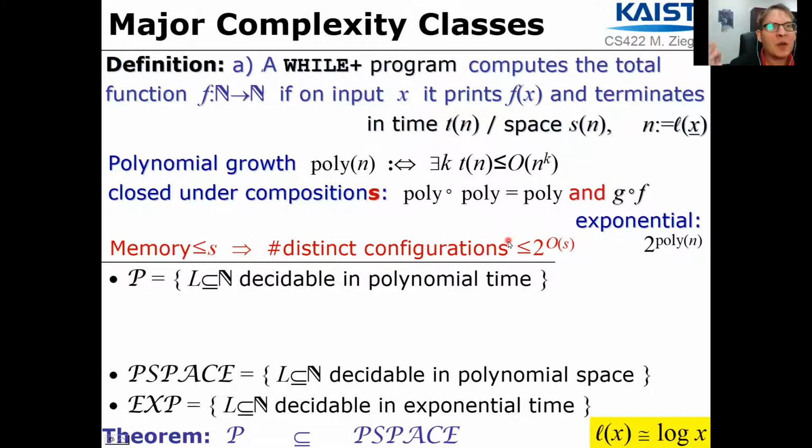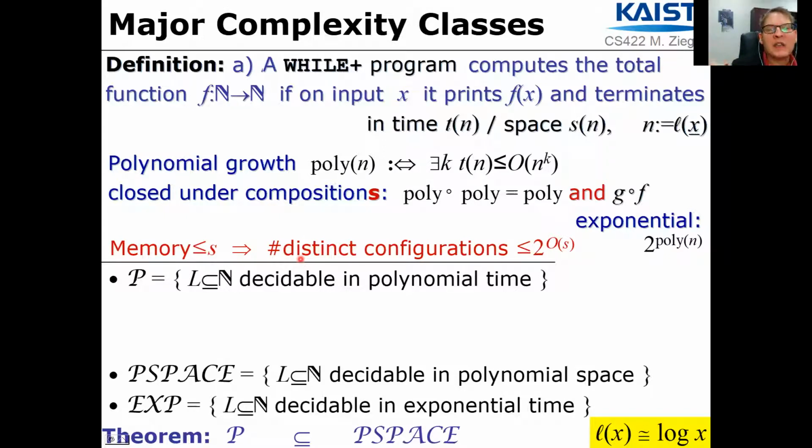And here we're not just talking about S bits of memory for one variable, but S bits for up to K, a constant number of variables, and therefore the number of distinct configurations is at most 2 to the O of S, where the big O depends on K. Furthermore, this number of configurations includes the current program counter, which is also bounded by S. So long story short, any algorithm that runs in polynomial space can only go through exponentially many, 2 to the O of S, configurations.